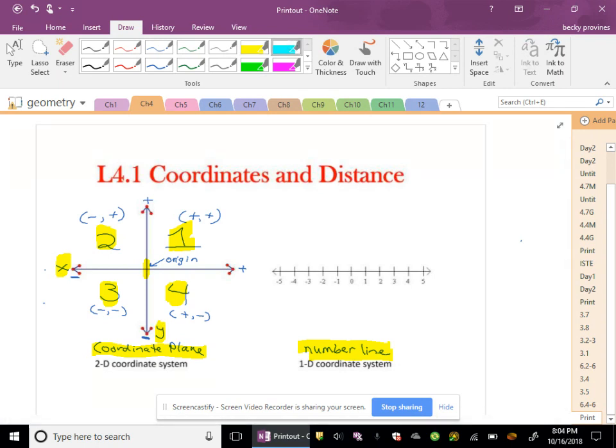I also went through and talked about how this is a plus plus quadrant because from 0, 0 you go over plus and then you go up plus. Quadrant 2 is a minus plus quadrant because you go over toward the negatives and then up in the positives. Quadrant 3 is a negative negative because you go negative on the x and then down negative on the y. And lastly, 4 is plus minus because you go over positive and then you go down negative.